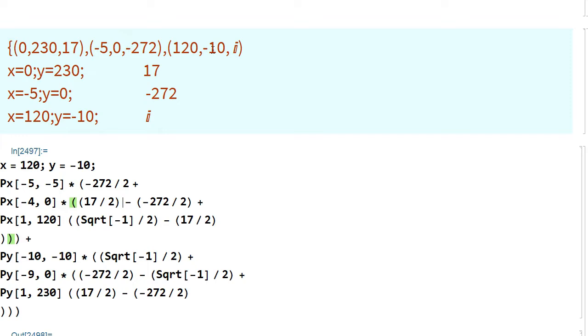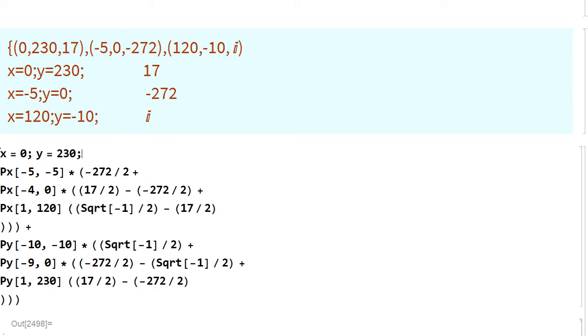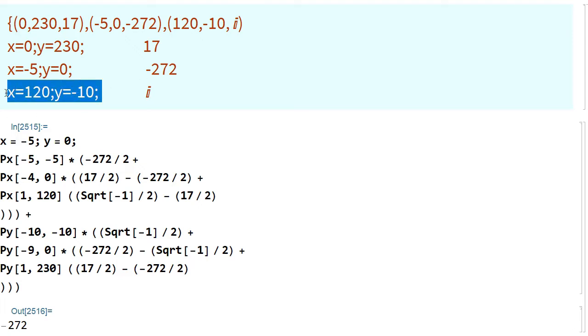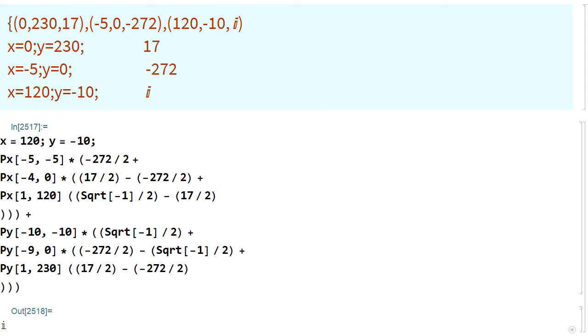There's 3 different data points here. So I'm going to plug in x equals 0, y is 230. I get 17. That's this value, which is this ordered triple here. So I'm going to do this one now. Negative 272. And I'm going to do this one, which is i. So the output can be imaginary numbers as well, or any real number for that matter. Okay, so that's how easy it is.